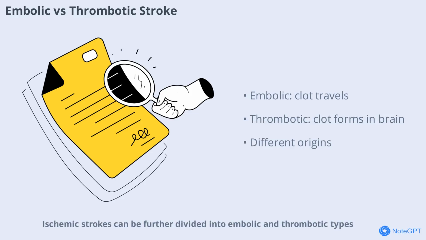Ischemic strokes can be further divided into embolic and thrombotic types. In embolic stroke, a blood clot forms elsewhere in the body, often the heart, and travels to the brain, blocking a blood vessel. In thrombotic stroke, the clot forms directly in an artery supplying the brain. Both types result in reduced blood flow and oxygen to brain tissue, but their origins and risk factors may differ. Understanding these differences helps guide prevention and treatment strategy.